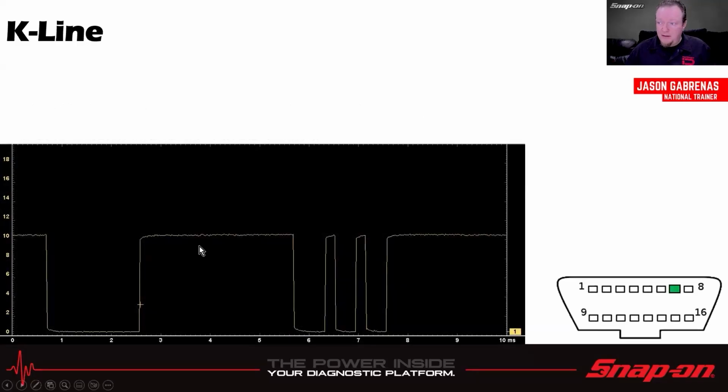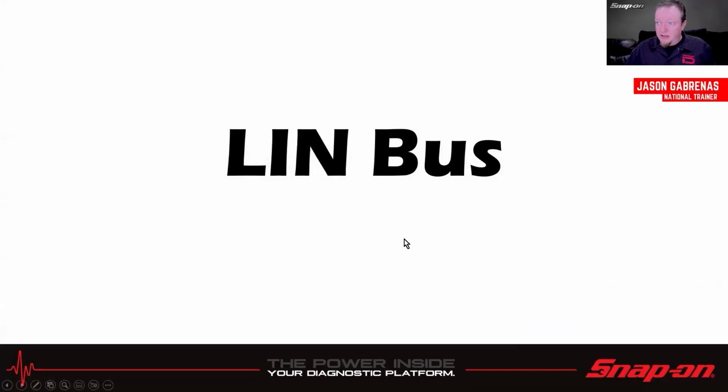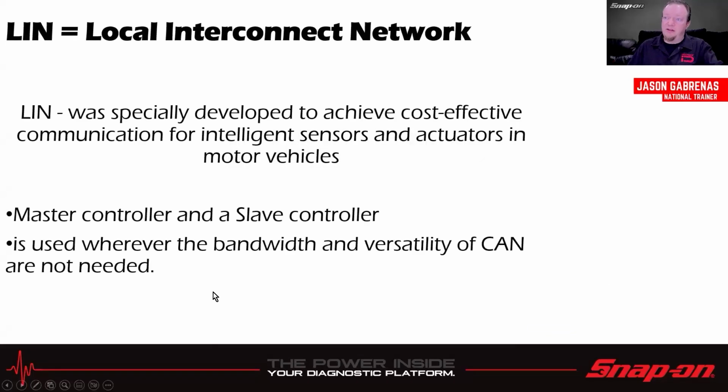So if you see here, we've got a 10-volt square wave, right? Going across the screen, lots of ones, 0, 1. See all the different communication patterns. And then LIN bus. LIN specially stands for Local Interconnect Network, by the way.